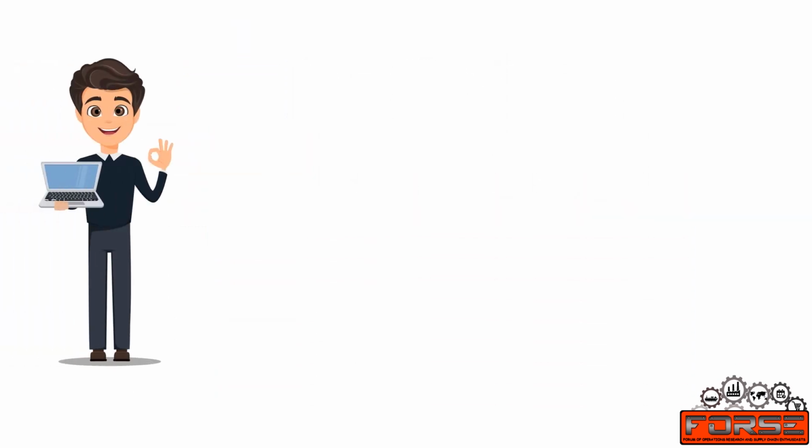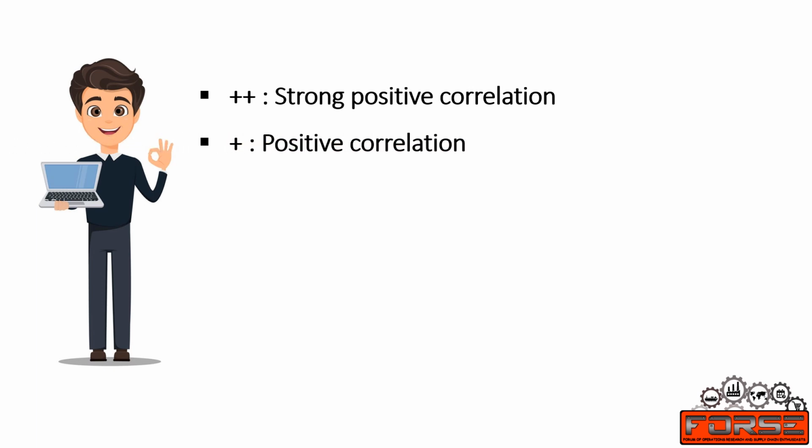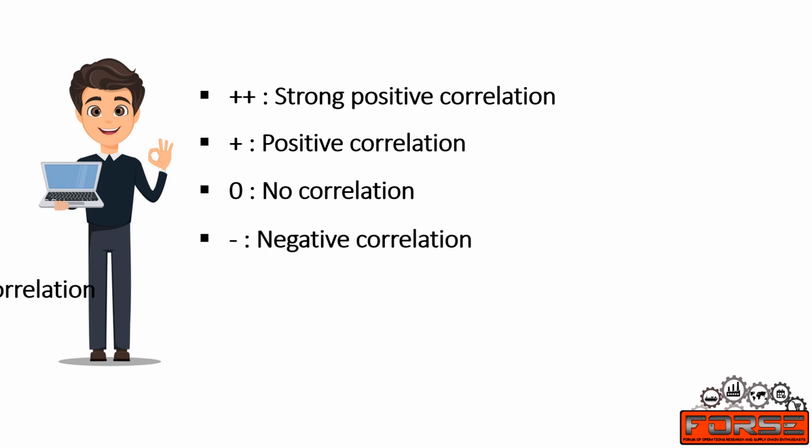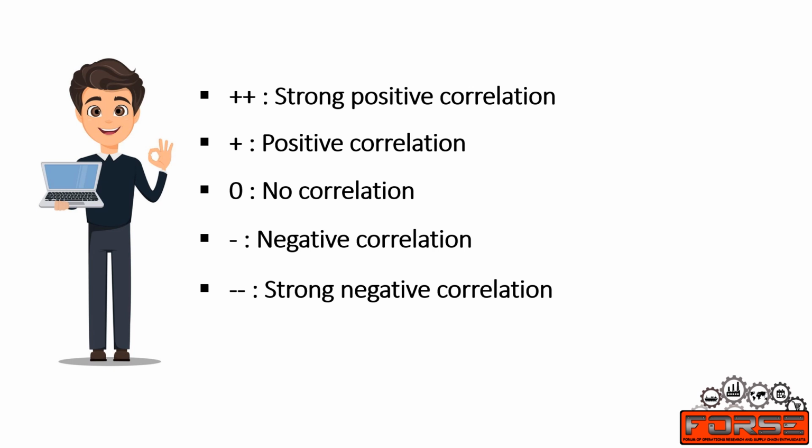Going further, the manufacturer will try to find out the interrelation among the technical parameters, which is rated as per the following scale. ++ indicates a strong positive correlation. + indicates a positive correlation. 0 indicates no correlation. - indicates a negative correlation. -- indicates a strong negative correlation.